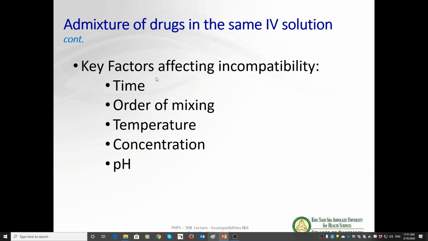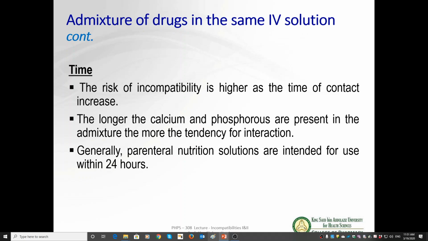This is one occasion. Generally, what is our recommendation for admixture in the same solution? First, consider the key factors: time, order of mixing, temperature, concentration, and pH. We'll give you examples for each factor and the impact of this factor on the admixture in the same IV solution. First, the time. We mentioned the general rule is to minimize the time as much as possible. So the contact time should be reduced.